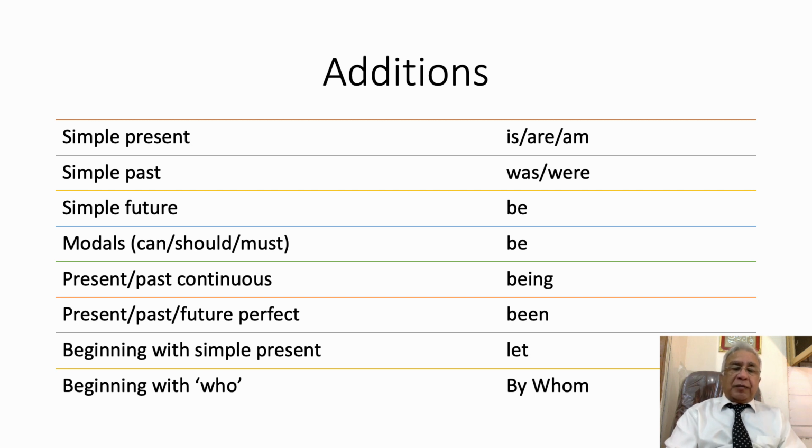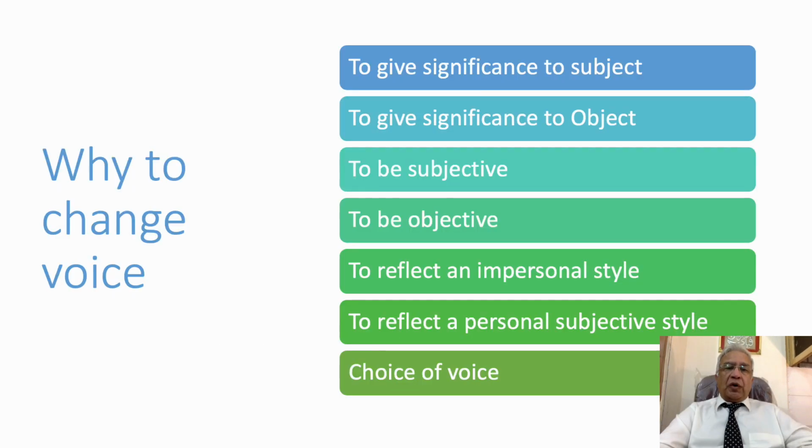And if the sentence begins with the first form of the verb, that is imperative sentence, only let should be added, and let should be followed by be. And if the sentence begins with who, by whom should be added. Who is the only WH family word where we are required to change, otherwise no other WH family changes. WH family word changes when it works at the beginning of the sentence in passive voice. For example, which, where, how, why, all remain the same. Only who is converted into by whom.